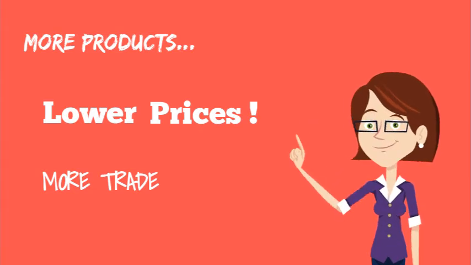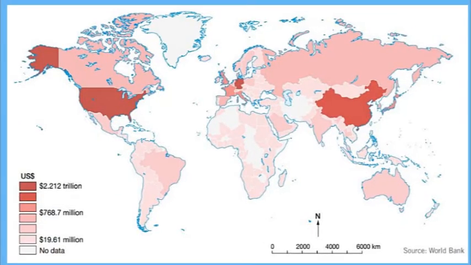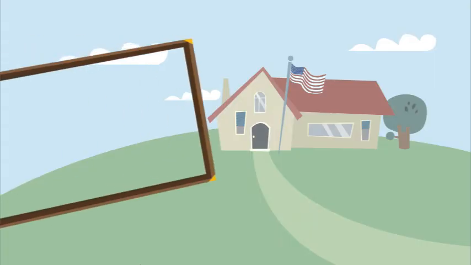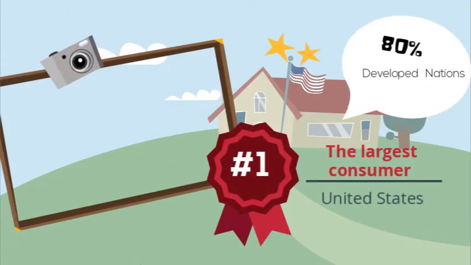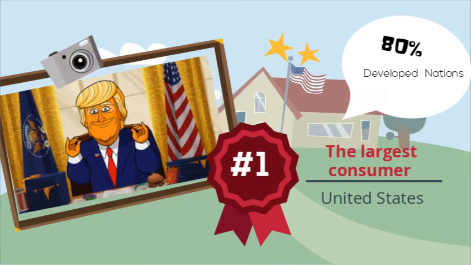Now, while the overall trend is that trade is increasing, the pattern is uneven. Let's look at this map. If you want to buy something, you need money, and trade is strongly linked to economic development. Developed countries such as the United States have high average incomes, and they tend to buy more goods and services. 80% of world trade involves developed nations. Just 20% involves developing nations.